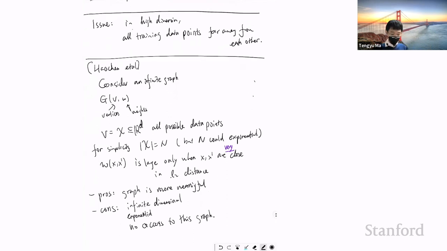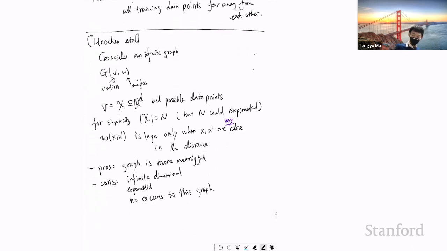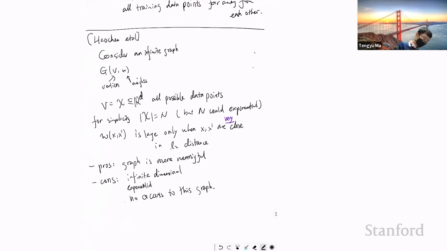So what we do is the following. The way we fix the cons is the following. Also, another con is that even the eigenvector itself is high dimensional, right? It's infinite dimensional, because the dimension of the eigenvector is the same as the dimension of the graph.